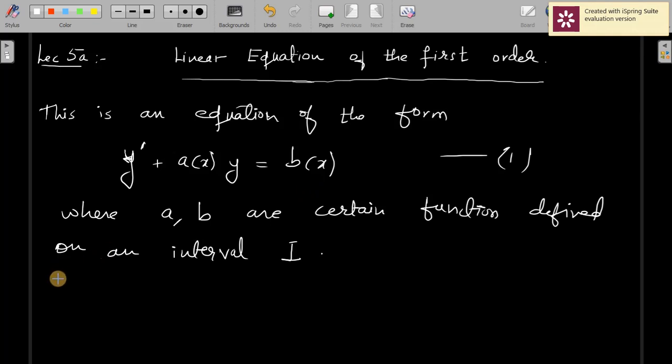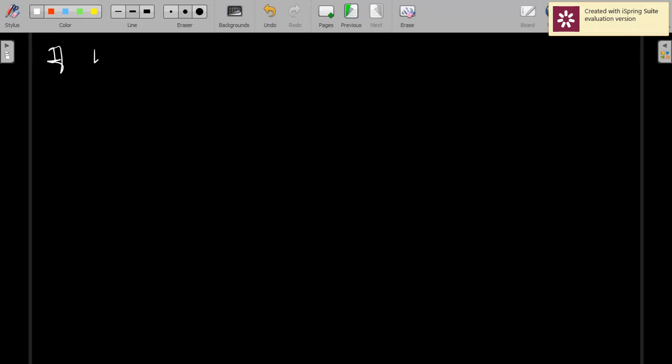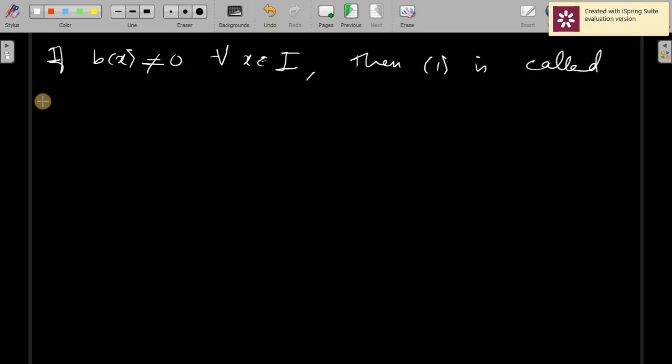So that's the next part. If b of x is equal to 0, identically equal to 0, that is for all x in I, then 1 is called a homogeneous equation. If b of x is not identically equal to 0 for all x in I, then 1 is called a non-homogeneous equation.